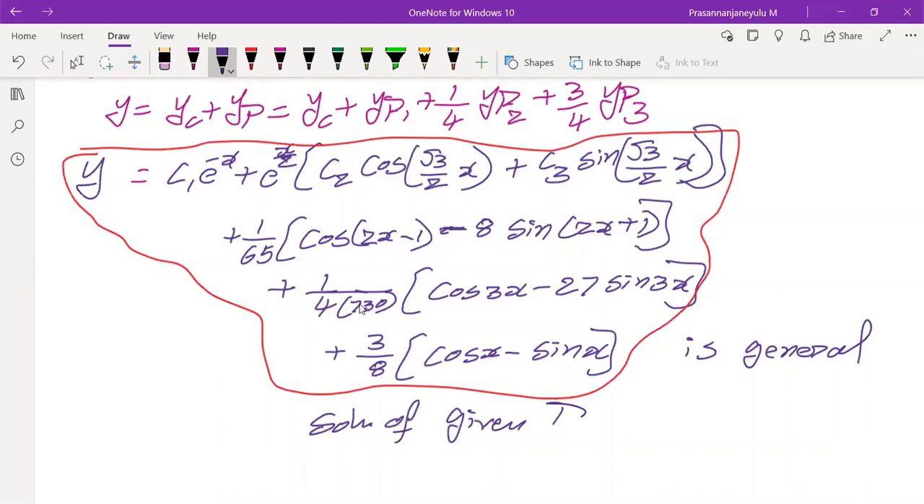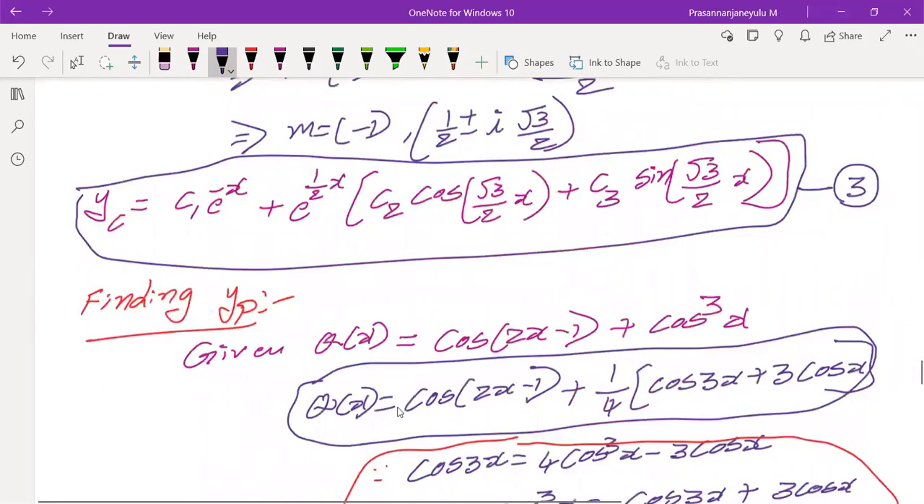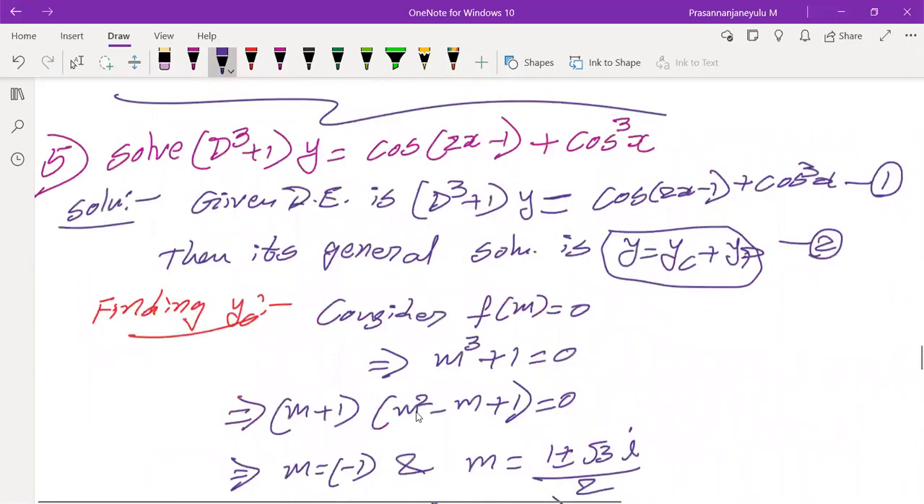Don't assume that you will get such a lengthy question. I mixed it. The actual problem is only this part, cos of 2x minus 1, but still I added the cos cube x term. Only one term added, and our problem became this lengthy. So 99.9999% you are not going to get such toughest cases. Only 1 or 2 terms you will get, and that too in the form of simple cases.